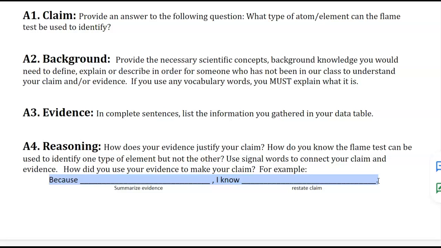Anyway, I hope this helps you out a little bit. If you were struggling at all, I hope that between now and Thursday you can finish this particular assignment, right? The whole point of setting up each of these A1, A2, A3, A4 would be that if you were to remove all of those, you would have a short essay all written, an argumentative piece to support your claim to the question about what type of element the flame test can be used to identify.